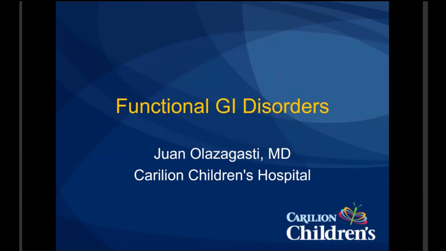I have no disclosures for this topic, and the objectives will include the functional abdominal GI disorders, including abdominal pain disorders, defecation disorders, and nausea and vomiting disorders. In particular, we're looking at symptoms. We're going to look at how to diagnose them through the Rome 4 criteria, which we'll explain, and we're going to learn how to diagnose and how to treat some of these conditions.